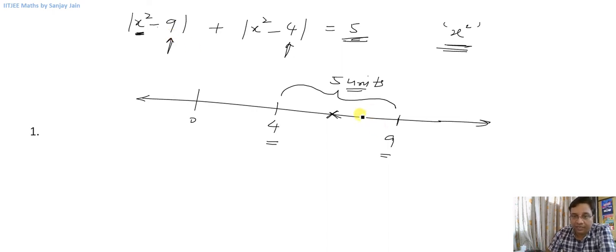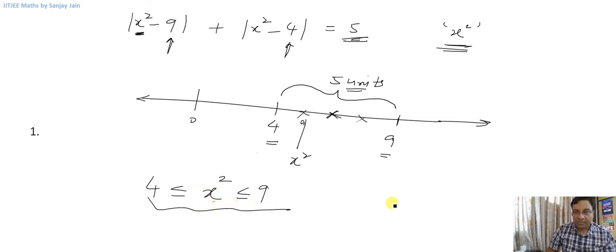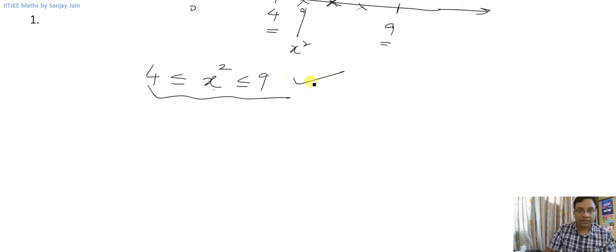So any number between 4 and 9 will give me the value of x². So any number here can be my x². So what I mean is x² can be any number between 4 and 9. But when I am looking for the solution of this equation, I am looking for values of x and not x². So how can I find values of x from this equation?